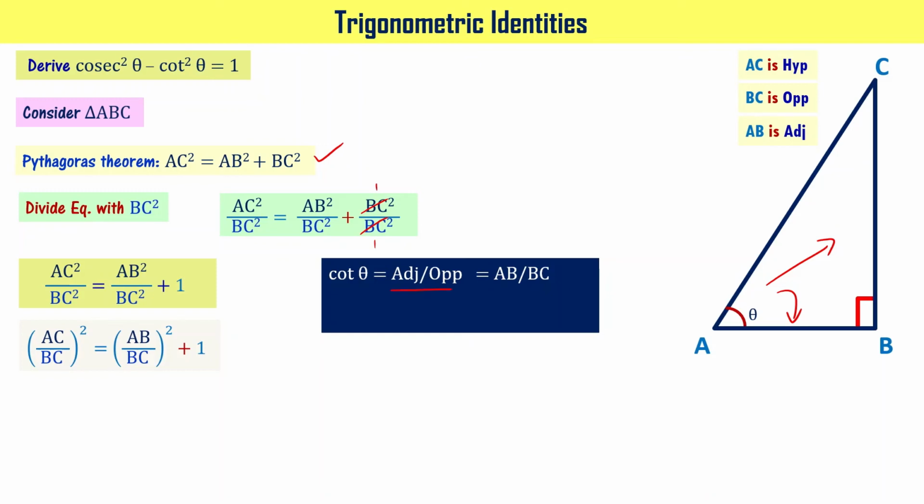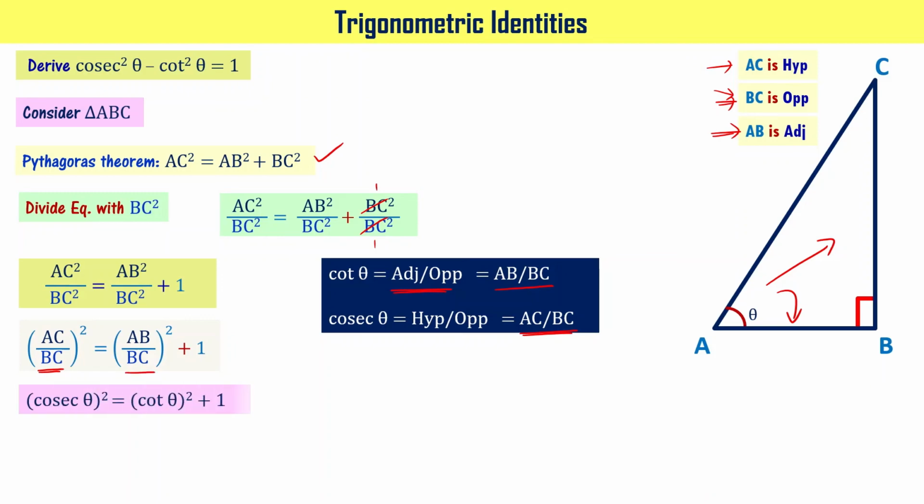From the trigonometric ratios, we know that cot theta equal to AB by BC, right? That is adjacent side by opposite side. Adjacent side is AB and opposite side is BC. That's why it is AB by BC. And cosec theta is hypotenuse by opposite side, that is AC by BC, right? AC is the hypotenuse and BC is the opposite side. Now AC by BC is cosec theta, and AB by BC is cot theta. So I can now write it as cosec theta whole square equal to cot theta whole square plus 1, right? It can be further rearranged and written as cosec square theta minus cot square theta equal to 1.